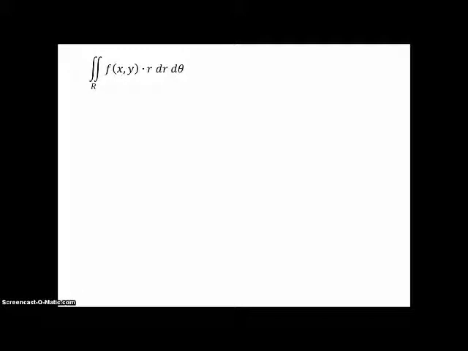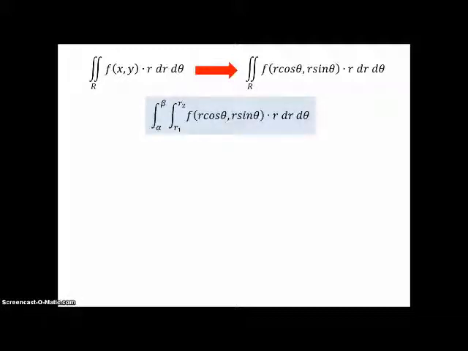So let's look at this a little more closely, because x and y can't be in an integral that's in terms of r and theta. If you'll remember, x is r cosine theta and y is r sine theta. So we're going to substitute those quantities for x and y. And then we change to an iterated integral, where we have limits for r, r1 to r2, and limits for theta, alpha to beta.